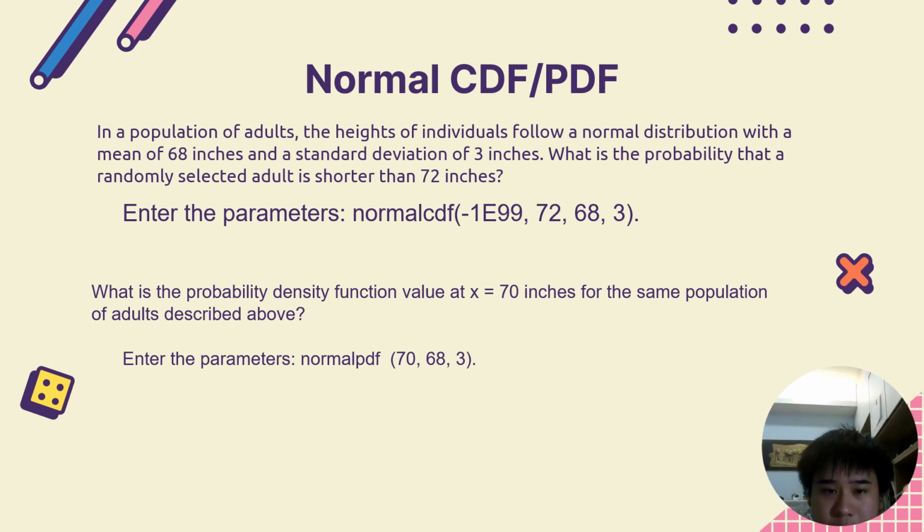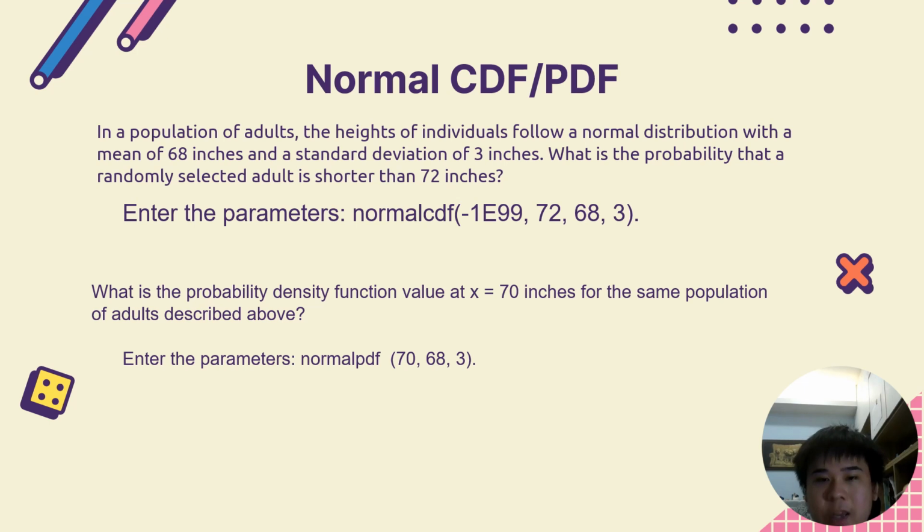Your upper bound will be 72 inches because that's the max here. You want to see anything shorter than 72, so 72 will be the max. Then your mu will be 68 inches. The standard deviation will be 3, since those are given. Now just plug those into your calculator, and you will find the answer.